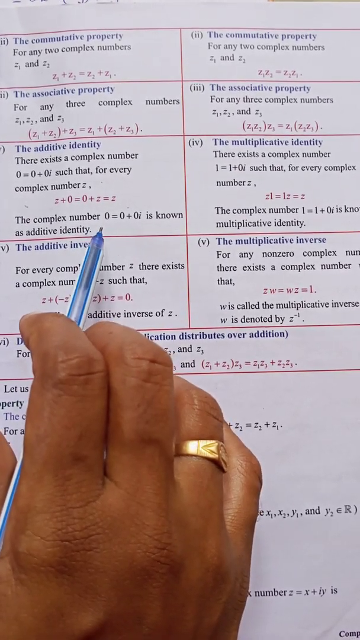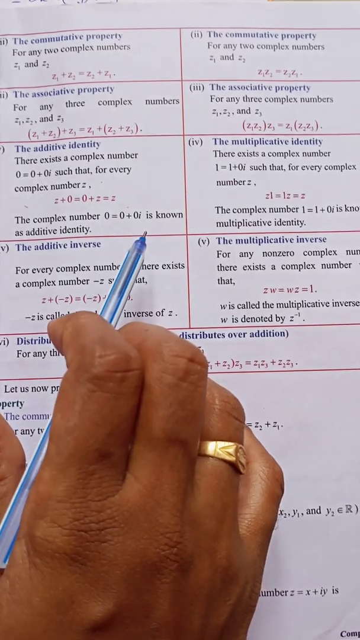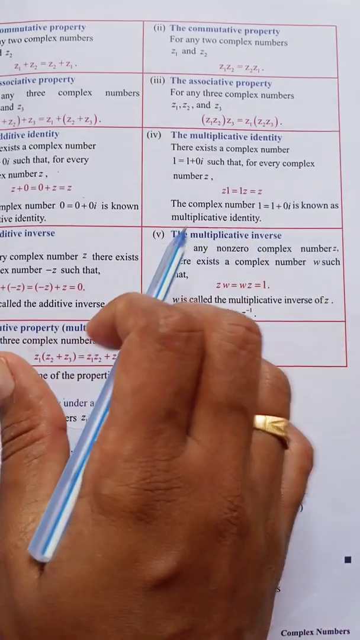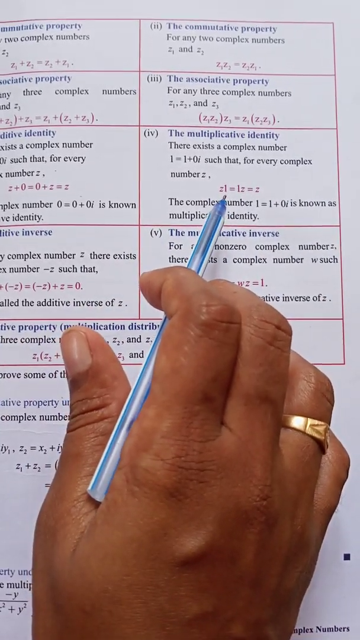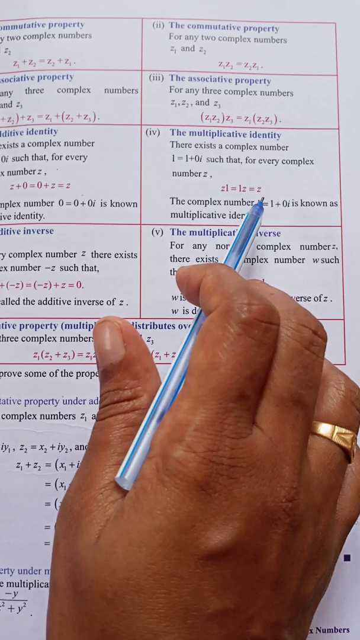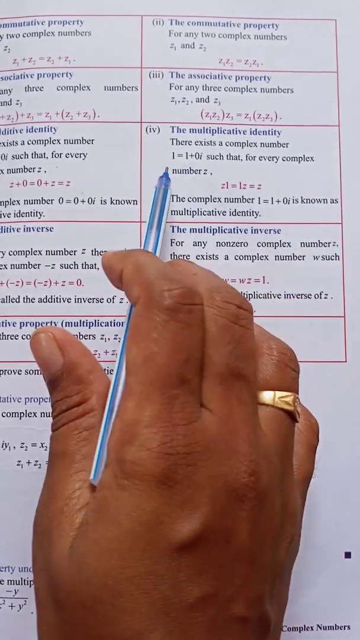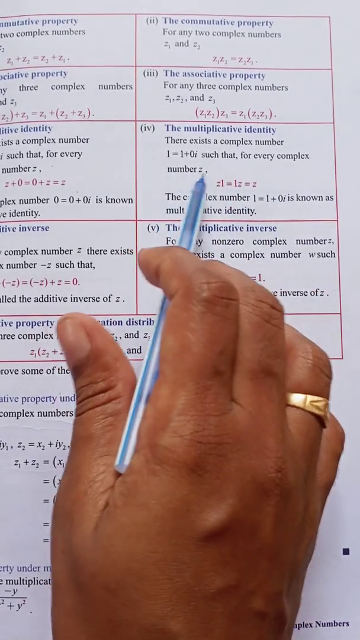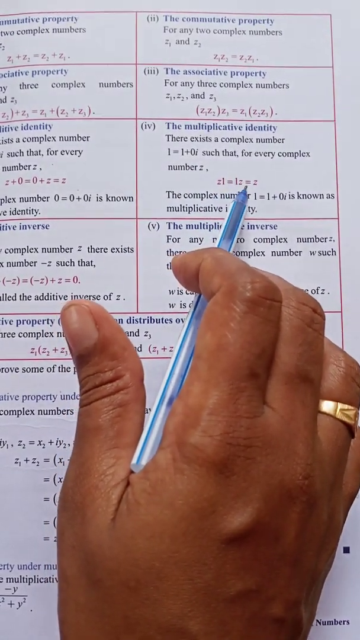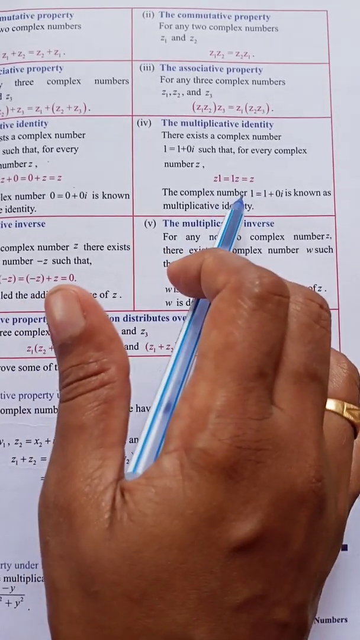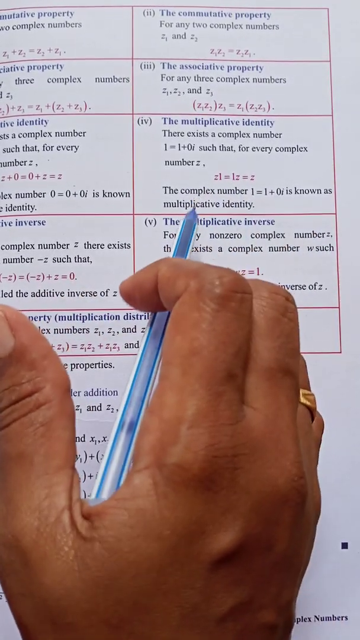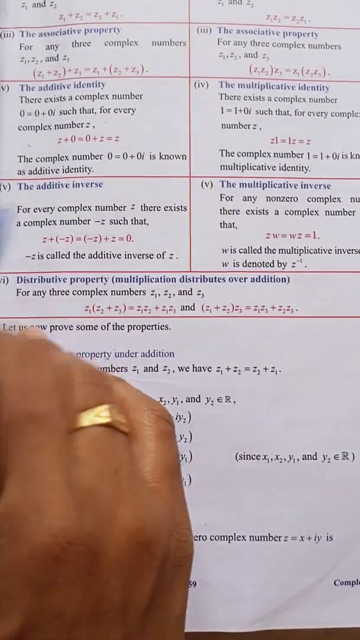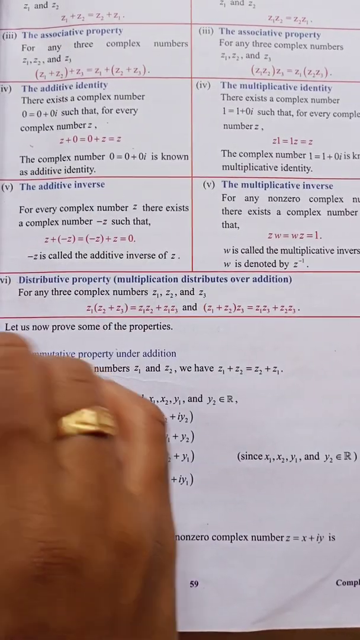When we add 0 with any number, we will get the same number. That's why this is the additive identity. For the multiplicative identity, 1: when we multiply with 1, we will get the same number, isn't it? There exists a complex number 1, which can be written as 1 plus 0i, such that for every complex number z, z into 1 equal to 1 into z equal to z. The complex number 1 equal to 1 plus 0i is known as the multiplicative identity. So the multiplicative identity is 1 and the additive identity is 0.